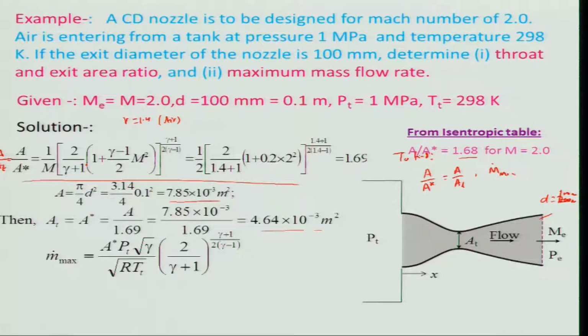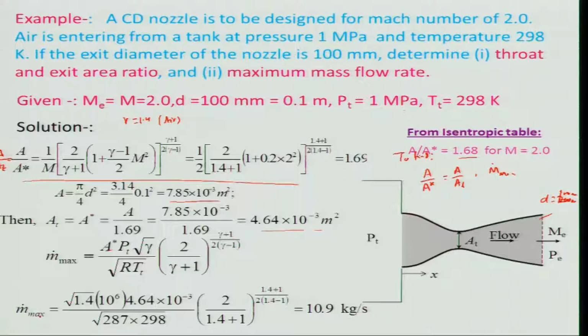And then the mass flow rate, m dot max, is equal to A star P t root over gamma divided by root over R T t, times 2 divided by gamma plus 1, to the power of gamma plus 1 over 2 into gamma minus 1. I will just substitute these values. Already I have evaluated A t. You might be wondering why I was doing that; basically I want to find the maximum mass flow rate through the nozzle. So, I need to evaluate this A star or A t, the throat area, and P t I already know is 1 megapascal, and T t I know. I will substitute these values and get m dot max, and you can see that it happens to be 10.9 kg per second. So, basically we are using this isentropic relationship to get various values.